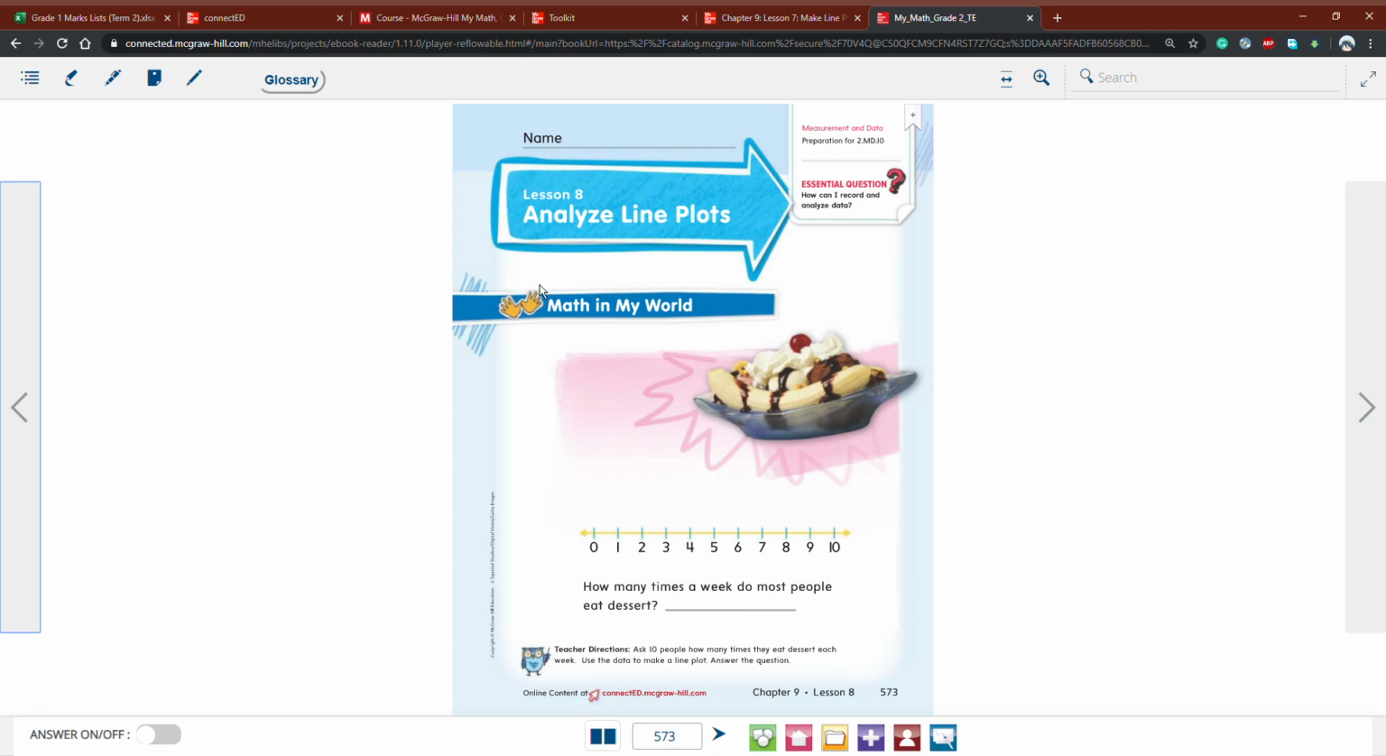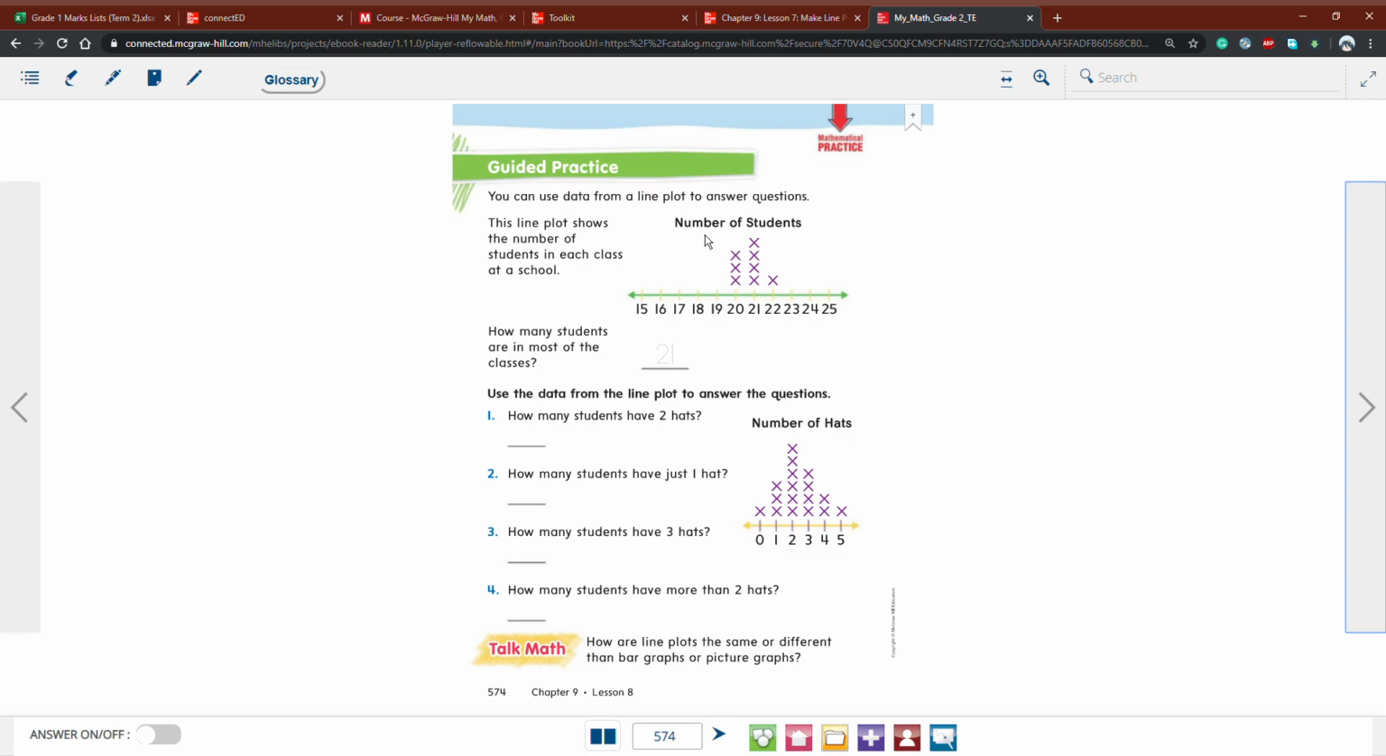Today's lesson is Analyze Line Plots. As we know, every time we learn about any new graph, we will learn how to make it and how to analyze it. So let's start. This lesson is only about doing the questions. It's nothing new. You just need to understand the line plots and then you can answer all the questions. Let's turn the page and start. You can use data from a line plot to answer questions.